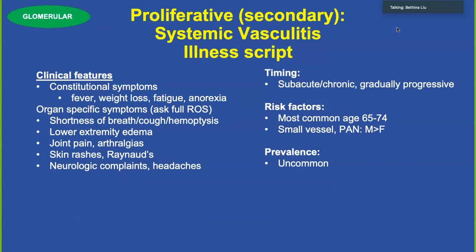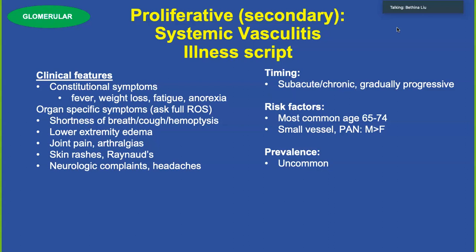For proliferative causes, that can include systemic vasculitis, which presents with constitutional symptoms such as fever, weight loss, fatigue, anorexia. It's also very important to ask about organ-specific symptoms. So taking a very thorough review of systems is really important for this. So you may see associated symptoms like shortness of breath, cough, hemoptysis, or lower extremity edema, joint pain, arthralgias, skin rashes, Raynaud's phenomenon, neurologic complaints, and headaches.